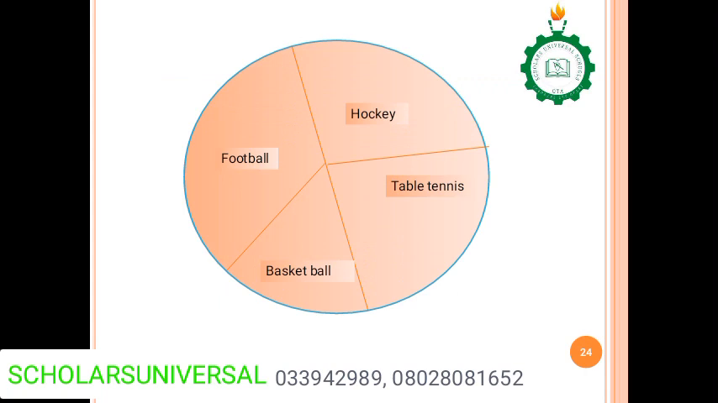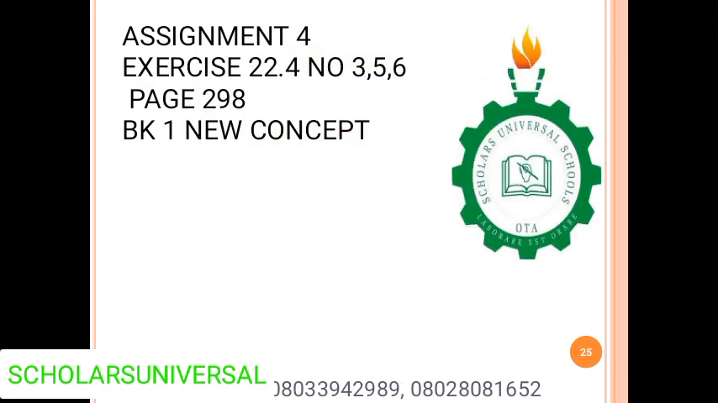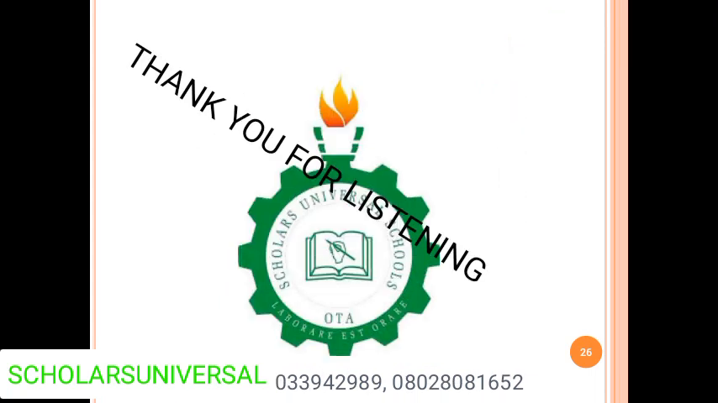Now, if you want to draw your own, you use your protractor and your compass. Construct a big circle and use your protractor to divide it into the different sectorial angles. So this is an example of a pie chart, and this is how I expect your pie chart to look. Make it neatly. So this is assignment 4. It can be found in exercise 22.4, numbers 3, 5 and 6, on page 298 of your Book 1 New Concepts.